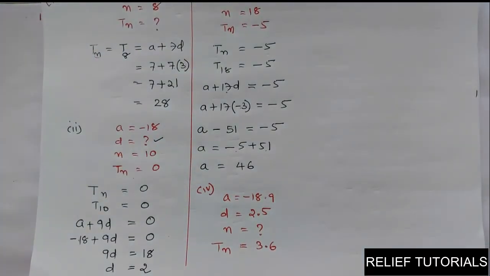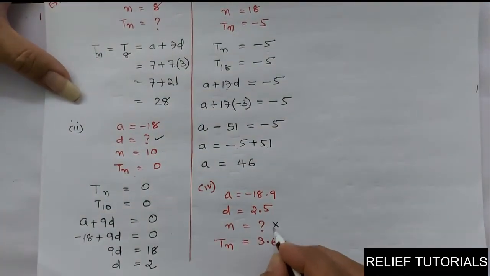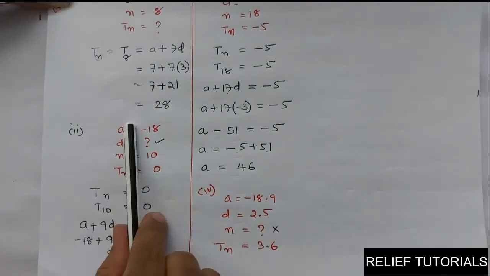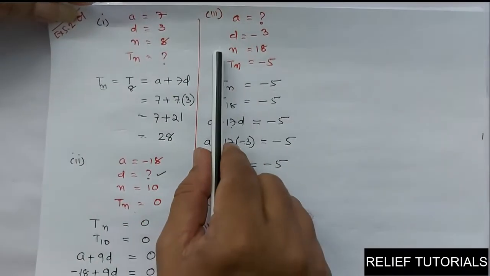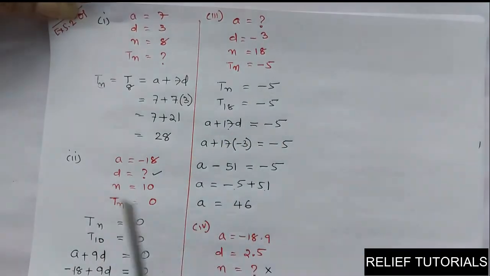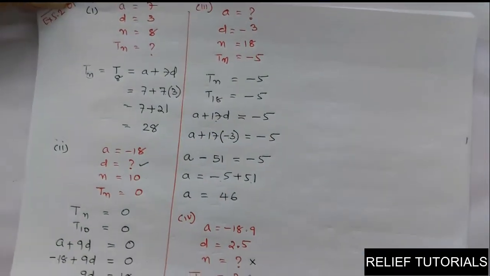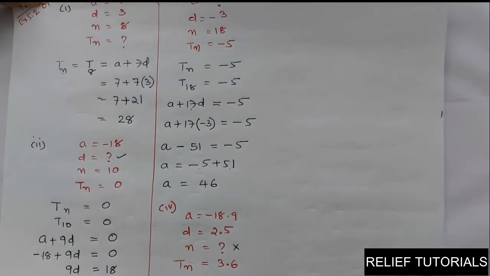So in this problem, what is missing? N is missing. See here, D was missing. Here, A was missing. Here, now N is missing. Clear? So look here.